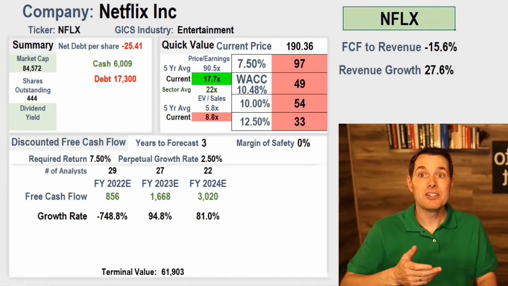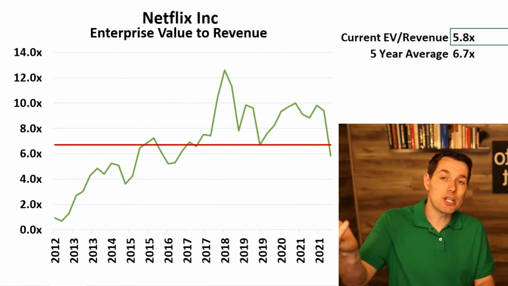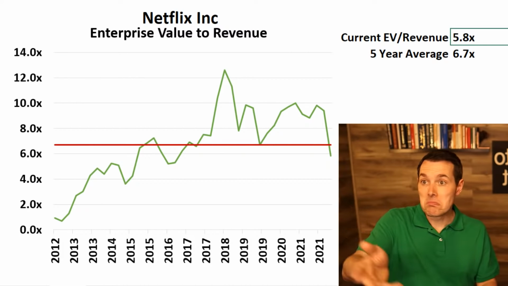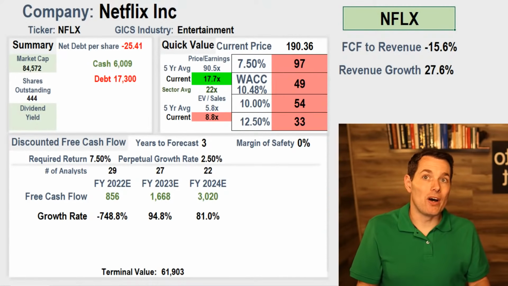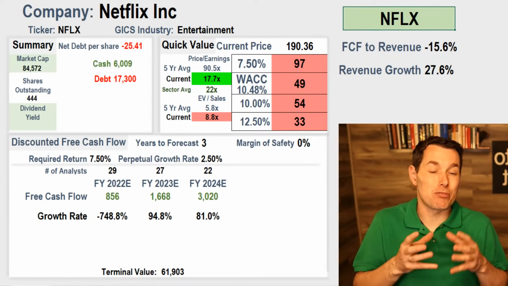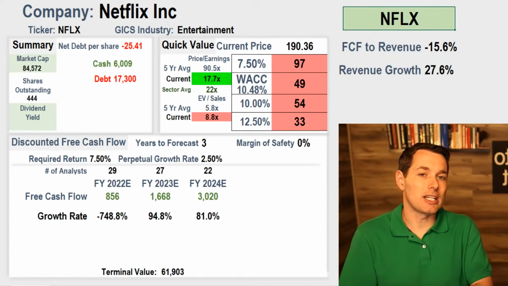So we could argue discounted cash flow isn't the way to go. Maybe you go enterprise value to revenue. With that, it doesn't look all that bad. But I prefer the numbers to be a bit more predictable, which is why I hesitate on a stock like Netflix.